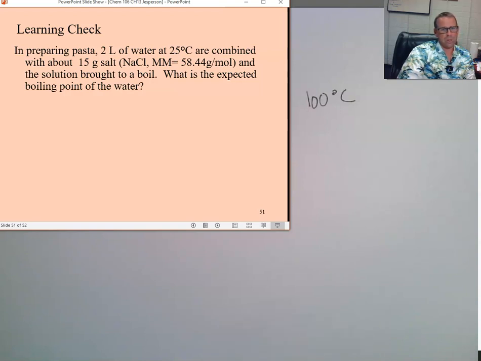Okay. So the boiling point will it go up? That's right. It will go up. It'll boil at a higher temperature. It'll take more energy to make it boil. Okay? I didn't finish my little story about the French fries, right?